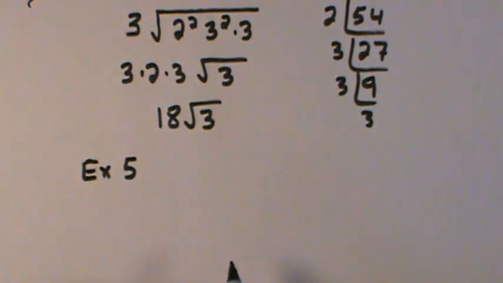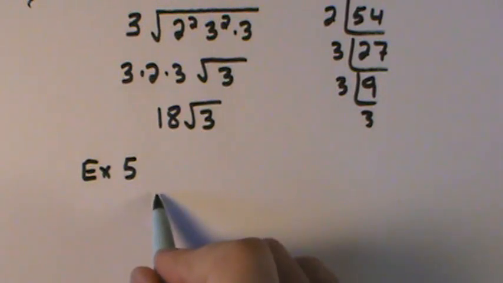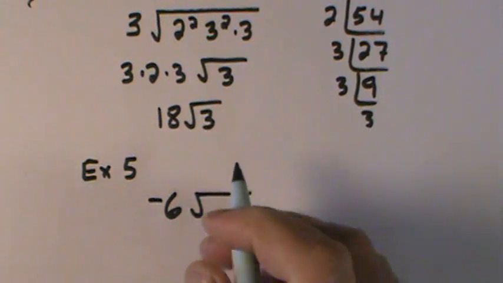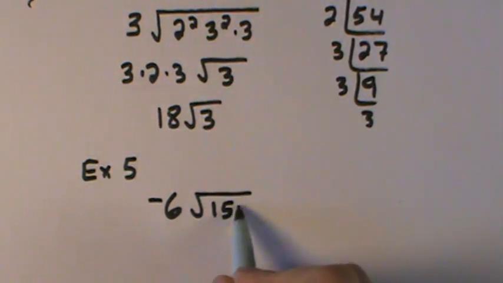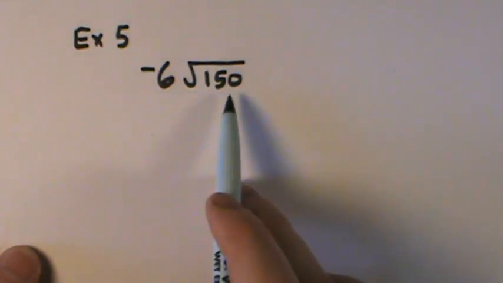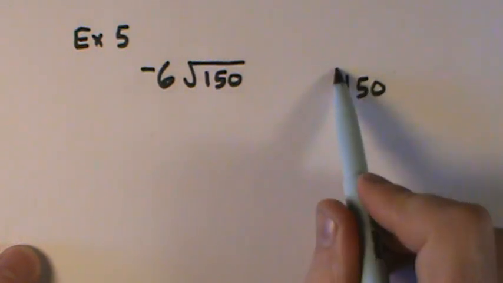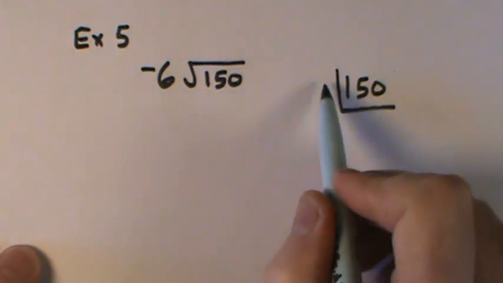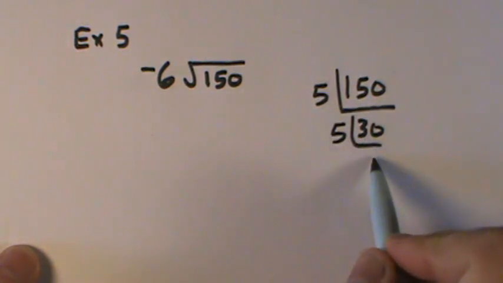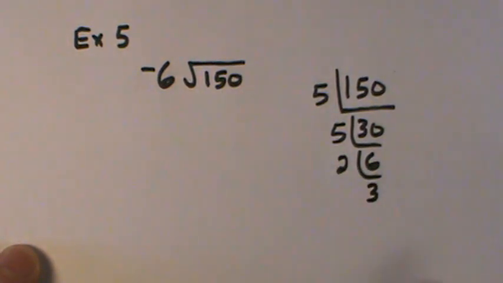Let's say we have something like -6 rad 150. So as we look at this, our square root value needs to be broken down. 150, I recognize that 5 can divide that. It goes in there 30 times. 5 goes into 30 six times. And 6 can be broken down as 2 times 3.